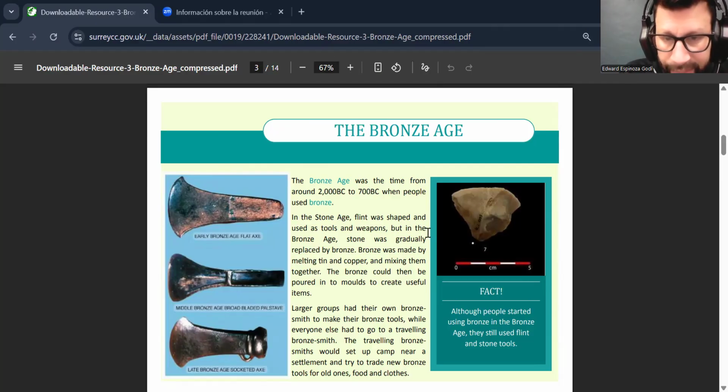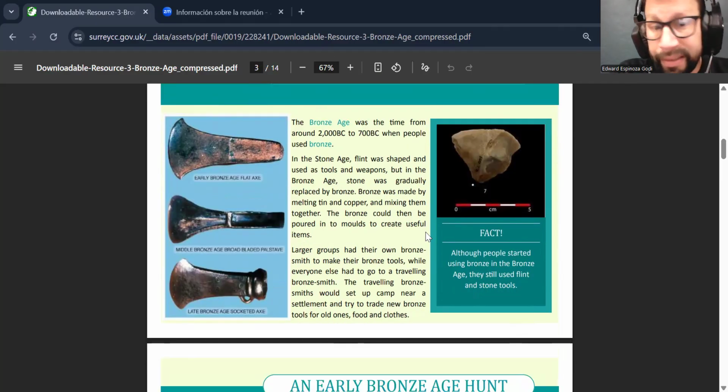Later groups had their own bronzesmiths to make their bronze tools, while everyone else had to go traveling. The traveling bronzesmiths would set up camp near a settlement and try to trade new bronze tools for old ones, food, and clothes.